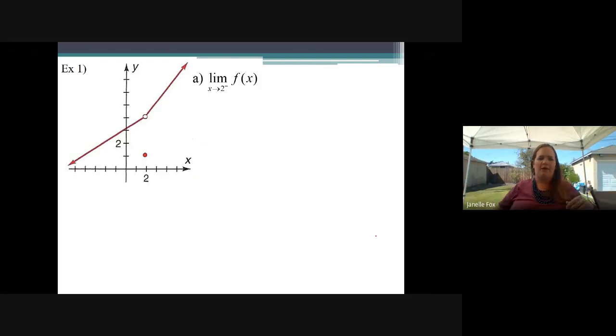Here's just a random graph. It's kind of like a piecewise function. There's this part of a line, and then there's an open circle, and then another part of a line, and then there's a dot right here at like 2, 1, and there it is. That's what it says. Okay, so here we go.